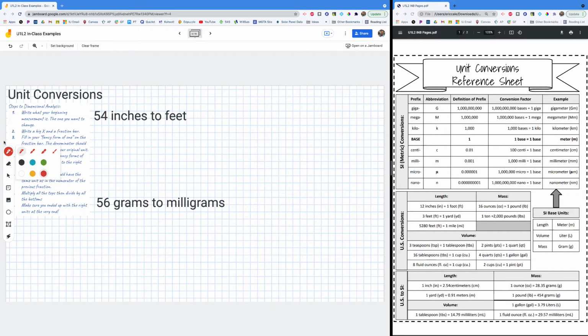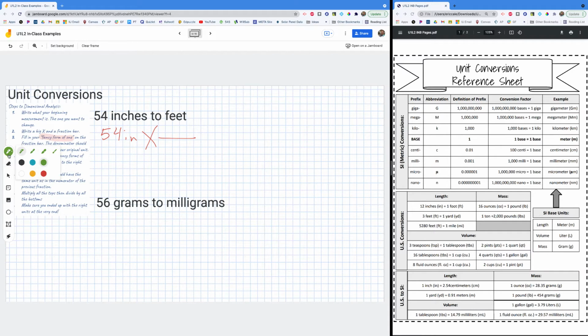All right. So next, we have unit conversions. Here are your steps to dimensional analysis, and over here is our unit conversions reference sheet. We're going to get used to how to use this. First step is to write down your beginning measurement, so 54 inches. Step 2 is write a big X and a fraction bar. Step 3 is to fill in your fancy form of 1. Remember, a fancy form of 1 is just a conversion factor.